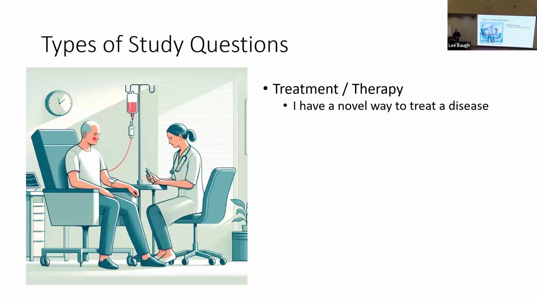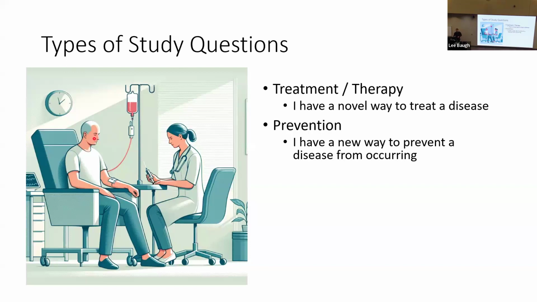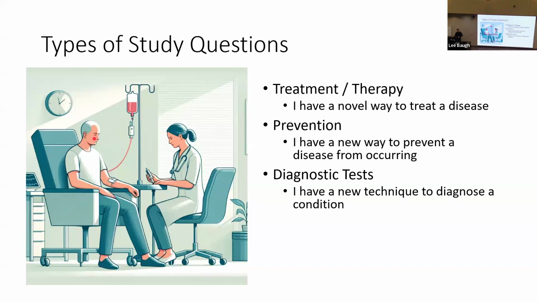Now, as far as the types of study questions, I've introduced many of these already, but you may want to look at treatment or therapy. So you have a novel way to treat a disease, and you want to see if it's going to be useful. Second, prevention. If you come up with a way to prevent a disease, perhaps it's a prophylactic treatment, perhaps it's some sort of environmental treatment or exposure that you've identified that can be preventative, that's also going to require a clinical trial. Diagnostic tests.